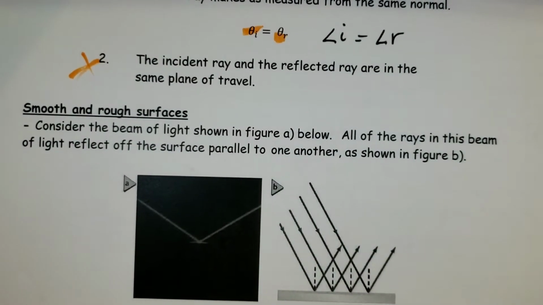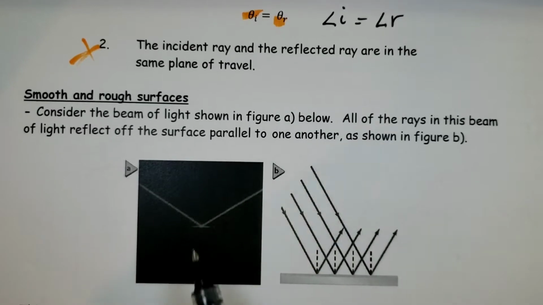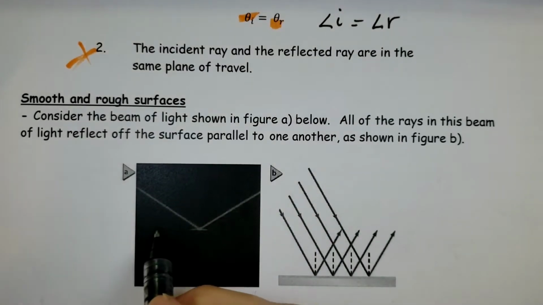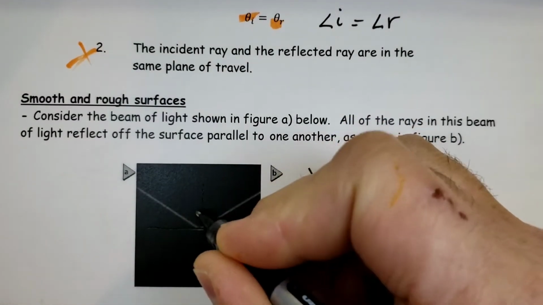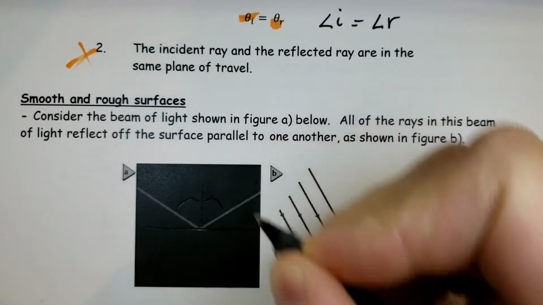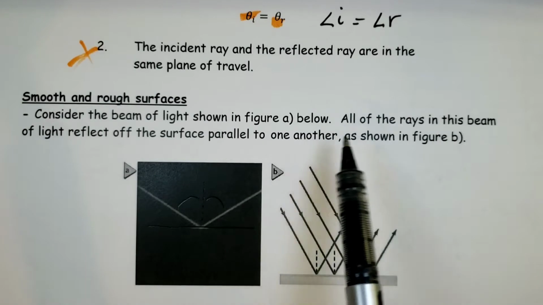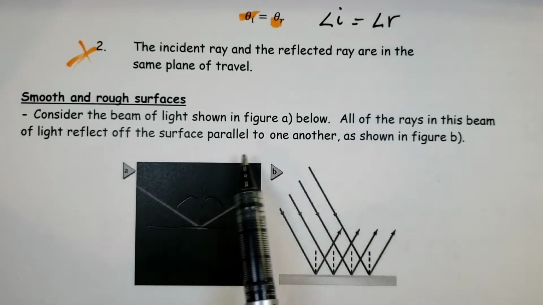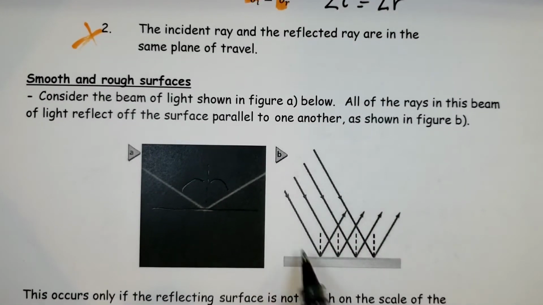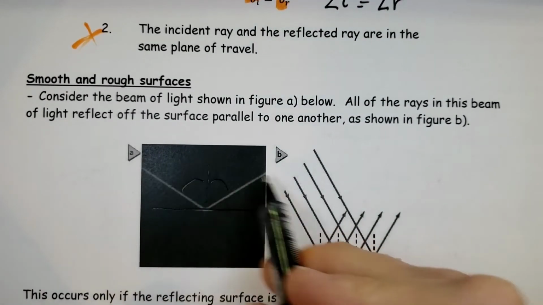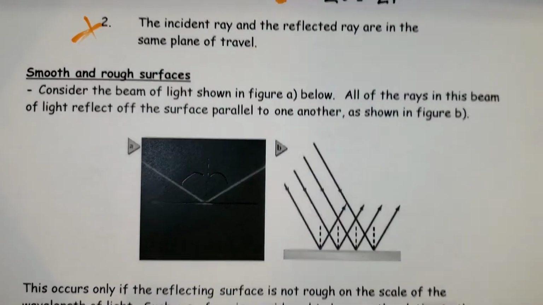If we look at smooth and rough surfaces, consider the beam of light as shown in figure A below. Now it's kind of hard to see here, but it's going along a flat surface. If I was to draw a normal here, angle i equals angle r. You can't really see that, because the photocopying is kind of dark. All the rays in this beam of light reflect off parallel to one another, as shown in figure B. So you can see that if I was to make a bunch of light rays parallel, they reflect off parallel because this is a flat surface.